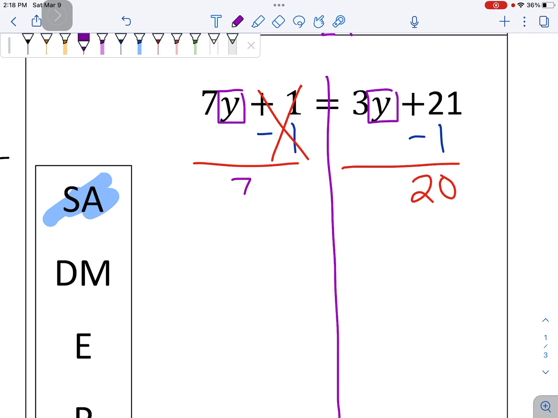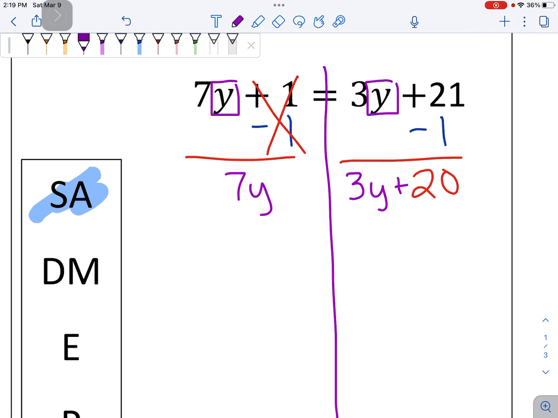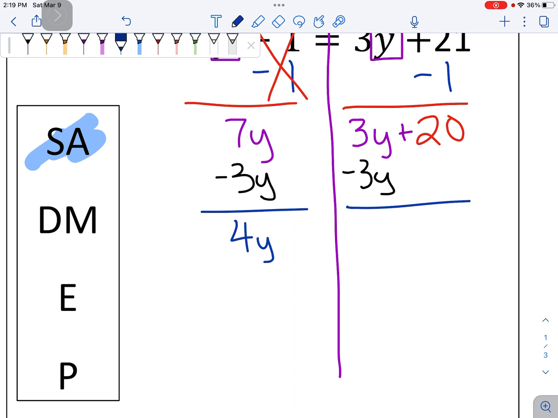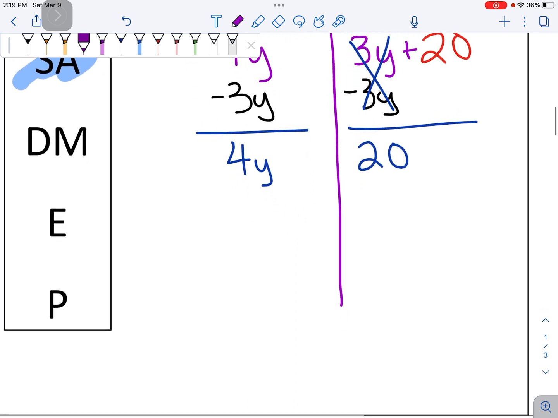So we still have 7 y's on the left side and 3 y's on the right side. Right? I'm still in addition and subtraction. Now I'm going to get rid of the 3 y's on this side, because that'll give me a positive number of y's on the left side. 7 take away 3 is 4, so I'll have 4 y's. These will cancel out, and I'll still have 20. All right.